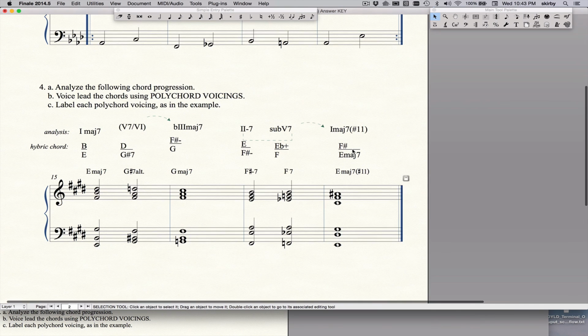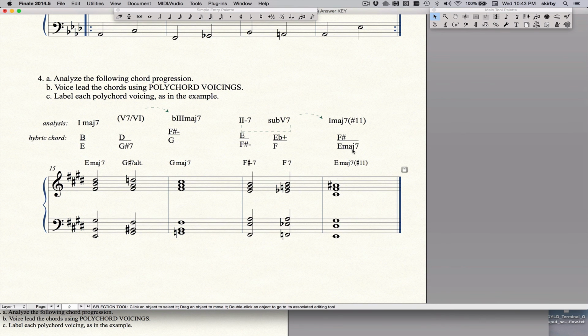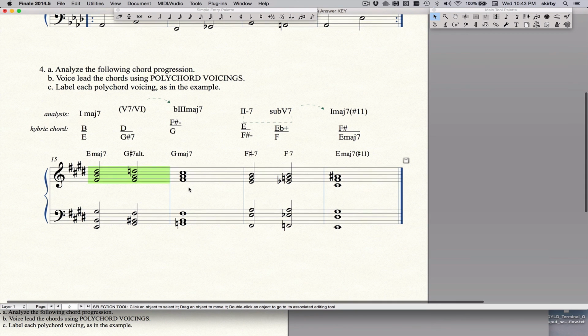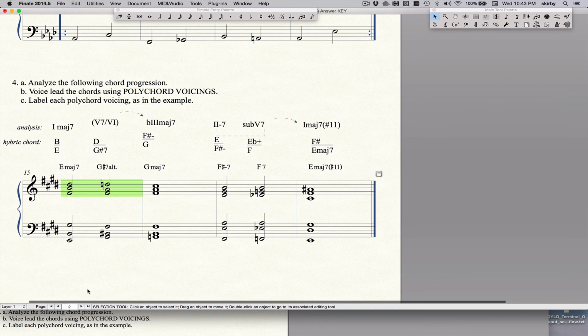You're just using the same knowledge you use for hybrids, but you just have more choices with polychords. Careful about the voice leading, and then you'll be all set on that. It sounds like this. And again, the sounds matter. This might sound a little better with strings than this current sound, but that's the general idea.